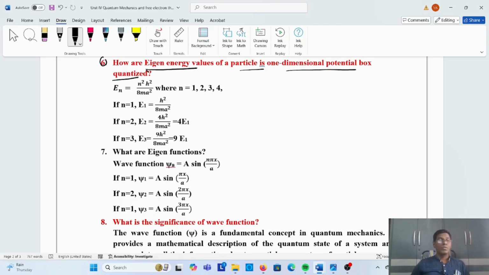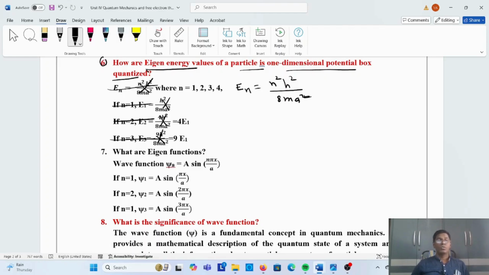Now in this equation here, the equation is wrongly typed. I will write the correct equation. A typing mistake happened here. According to the concept of particle in a one-dimensional potential well, we are writing the equation for the energy levels of the particle. En is equal to n square h square divided by 8ma square. This is the formula we got from the particle in a one-dimensional potential well.